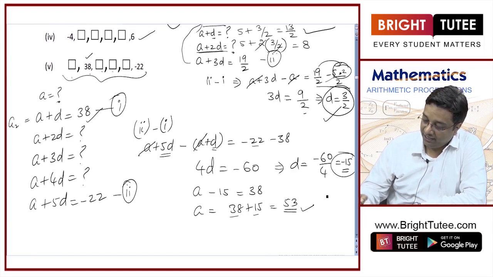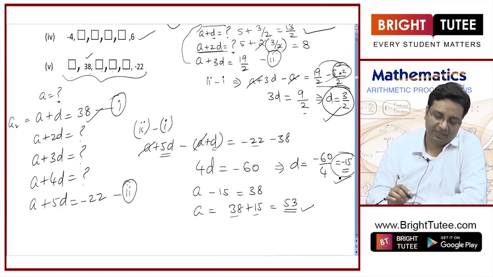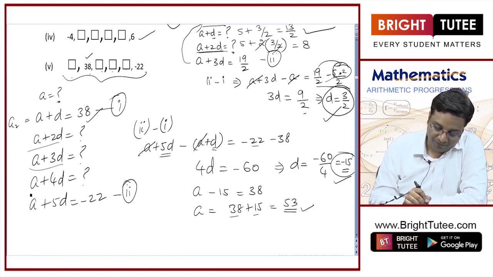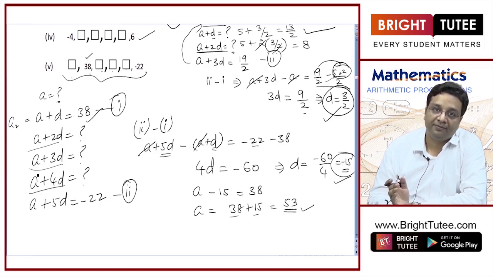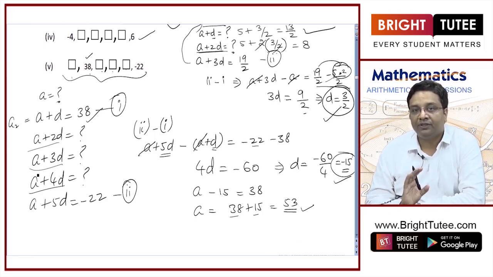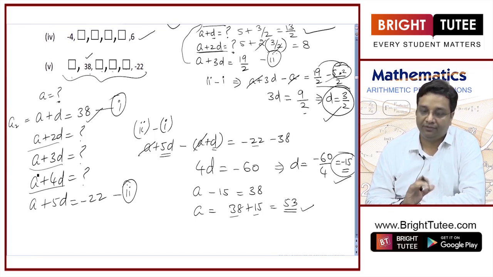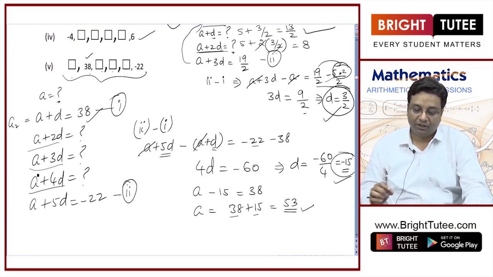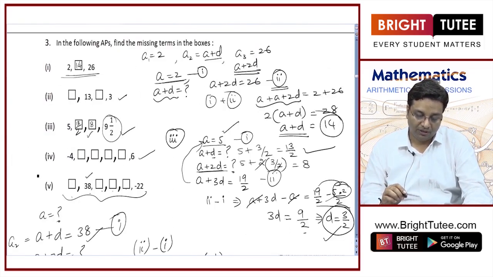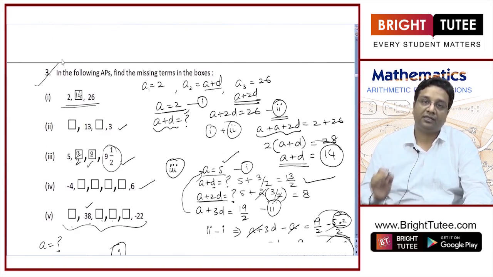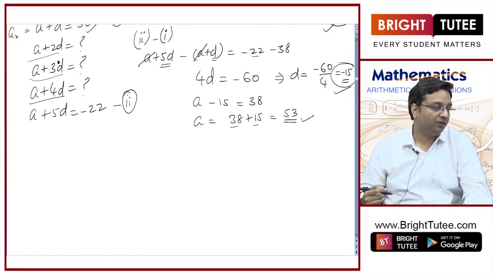So now you have got A, you have got D. You can simply find out these terms by putting the values of A and D. So I leave it to you to do the calculations yourself. Okay, so this is how we do this question, the fifth question, right? So let's move on to the next question.